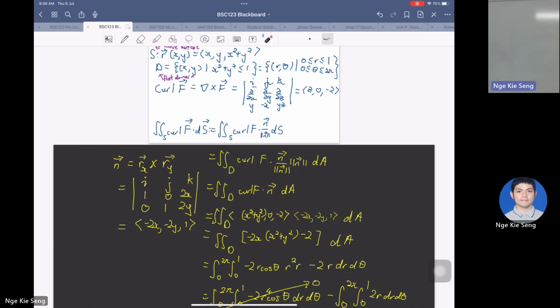But this domain is what? This domain is a disk. So the area of a disk is what? Pi r squared.